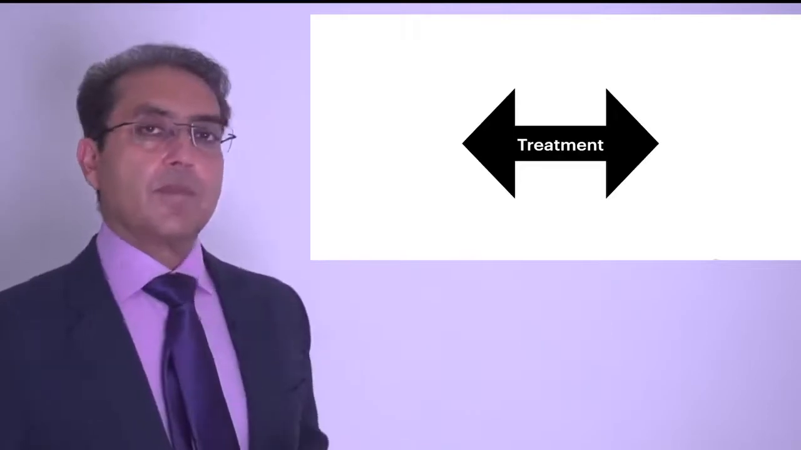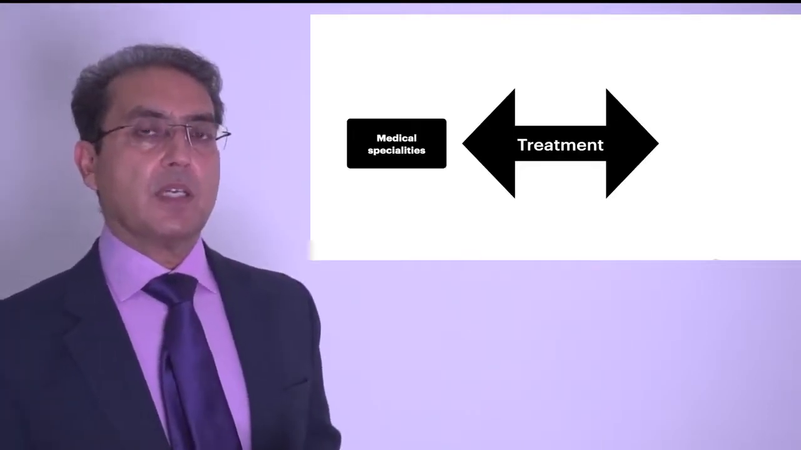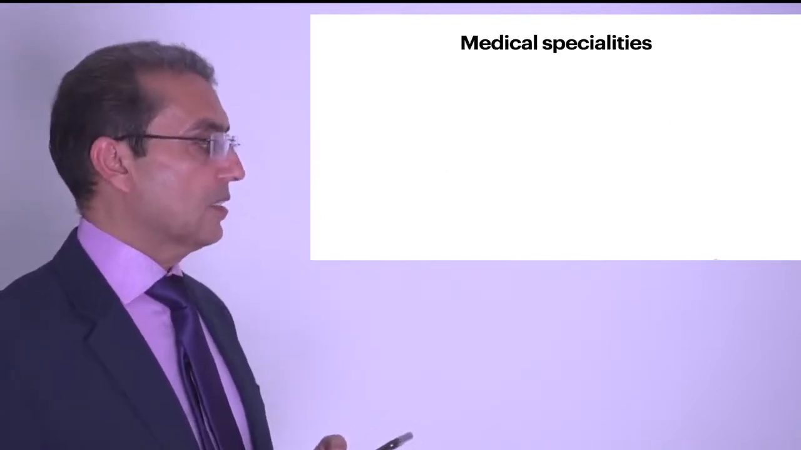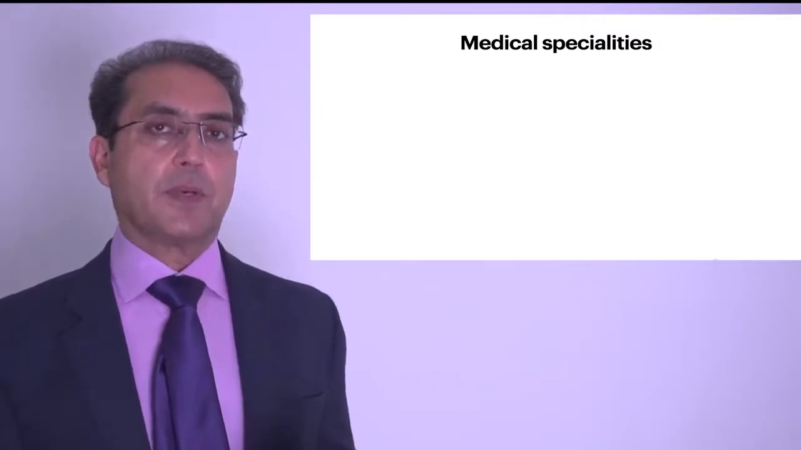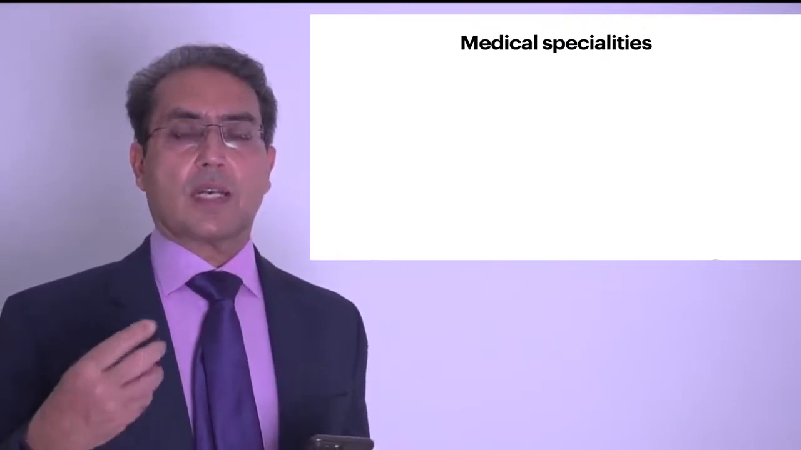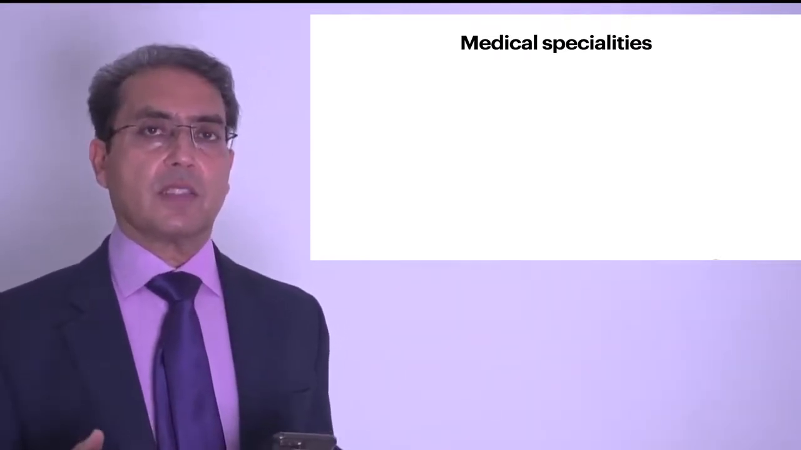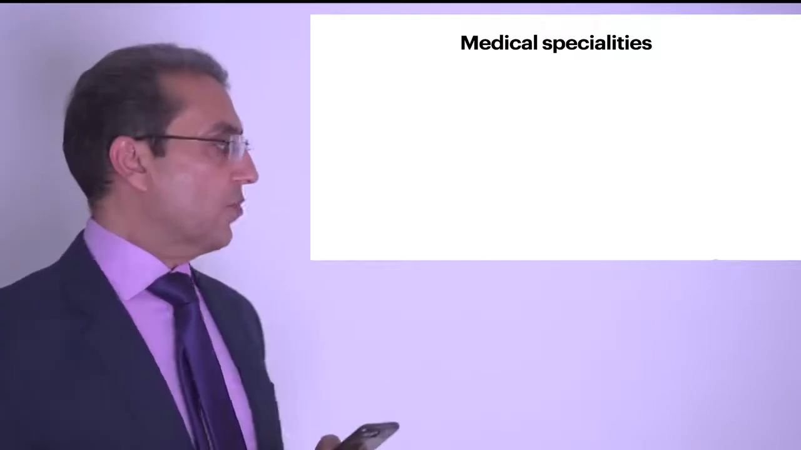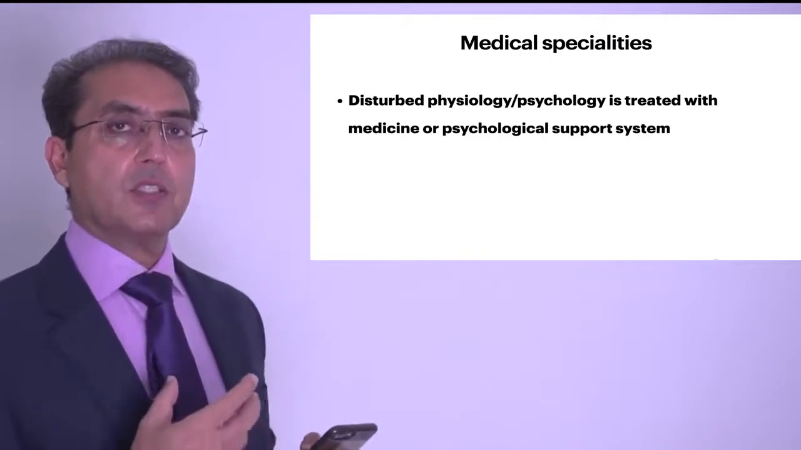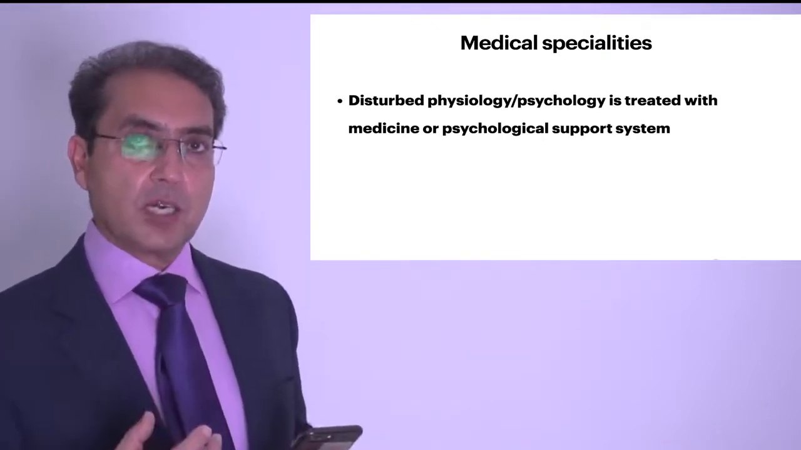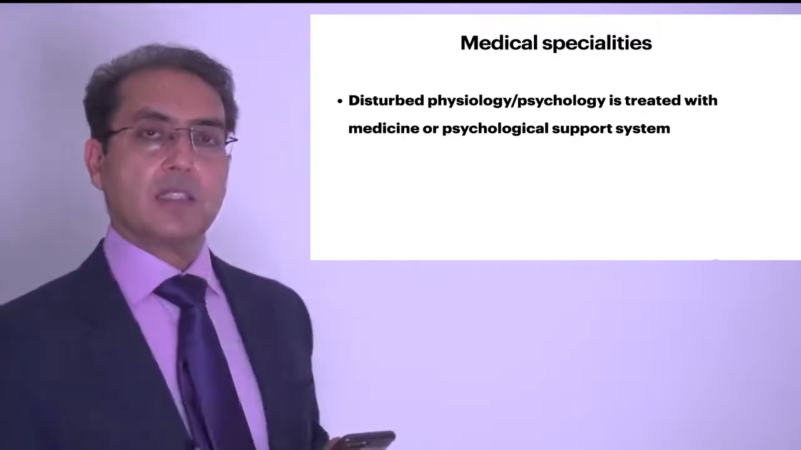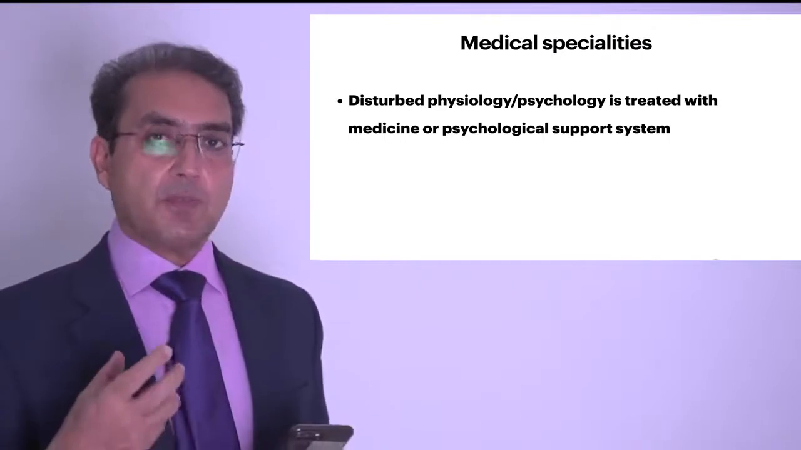And then treatment. Now the treatment can be medical treatment, it can be surgical treatment. Now what are the main differences between medical treatment and surgical treatment? What happens in medical specialties? Medical specialties means, for example, internal medicine, you've got thoracic medicine, cardiac medicine, or renal medicine, or rheumatological medicine. So what we do in this is, the disturbed physiology or pathology is treated with drugs or psychological support system.